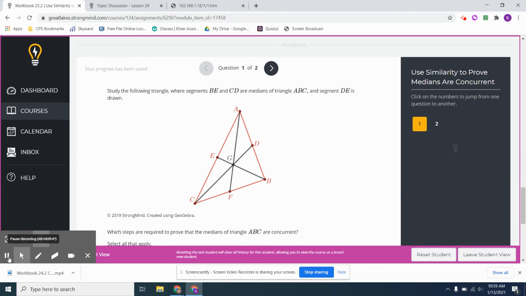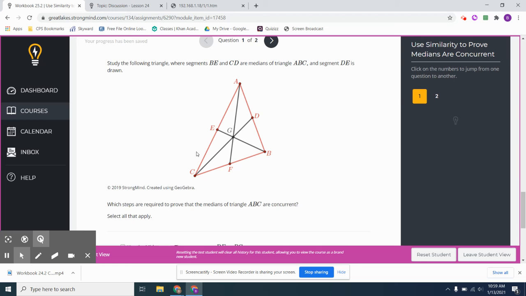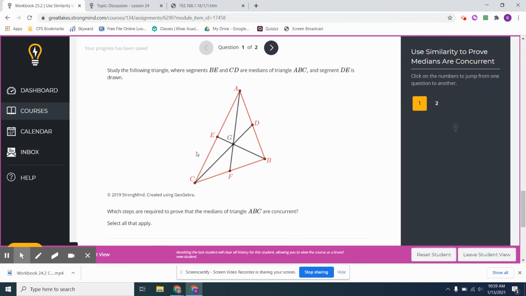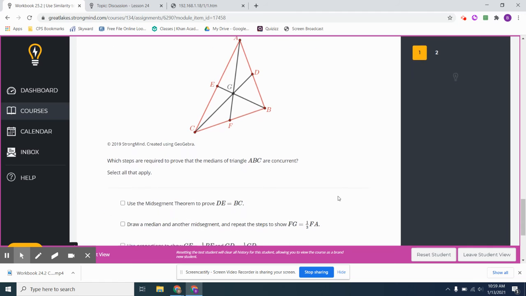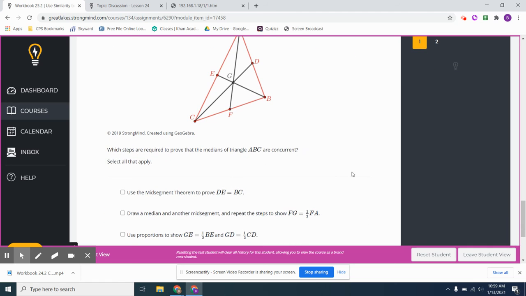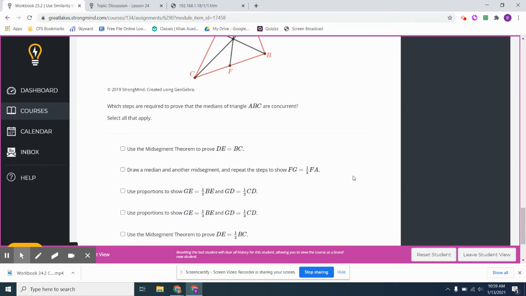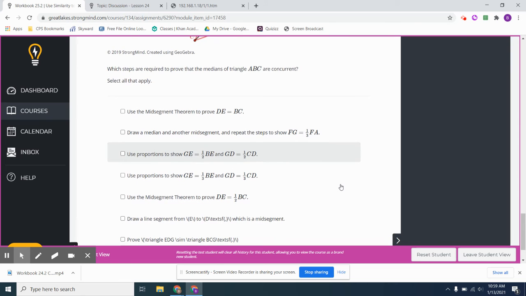What we are supposed to do for this question is to study the following triangle where segments BE and CD are mid-segments of triangle ABC, and DE is the mid-segment drawn. We are supposed to say which steps are required to prove that the medians are concurrent. So basically to prove that there's that, not orthocenter, what was it? Centroid. Okay, so we would need to do a couple of things.